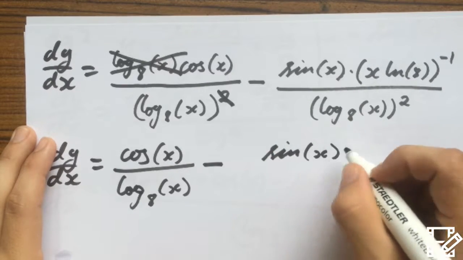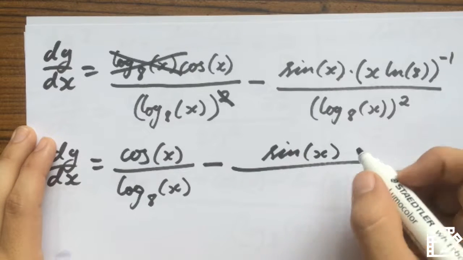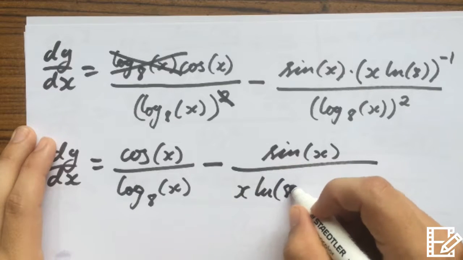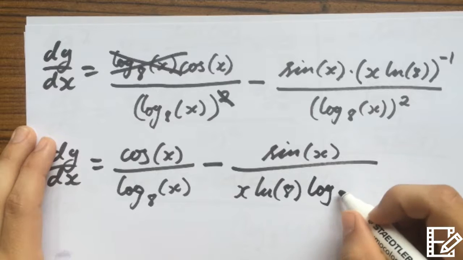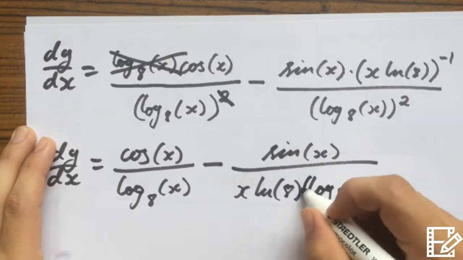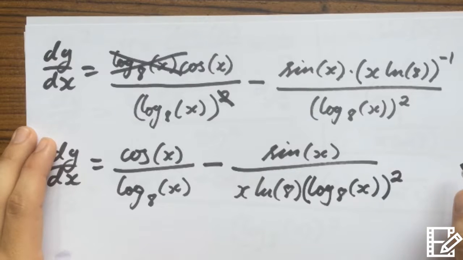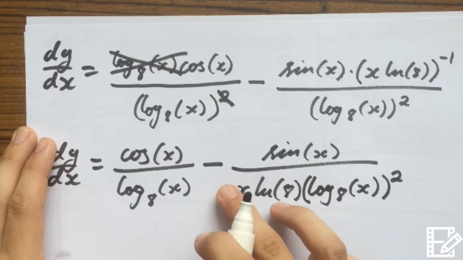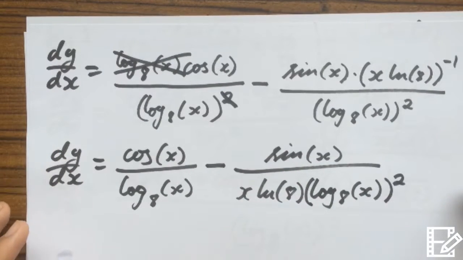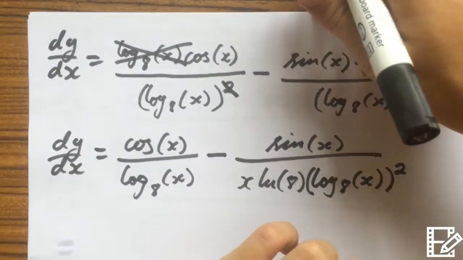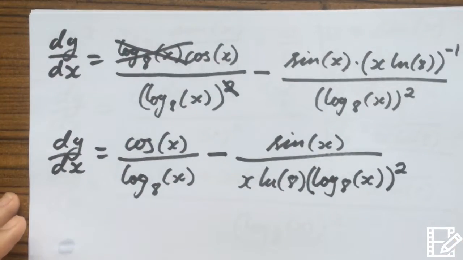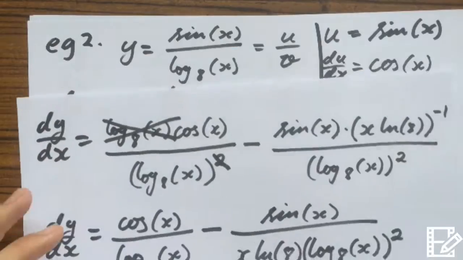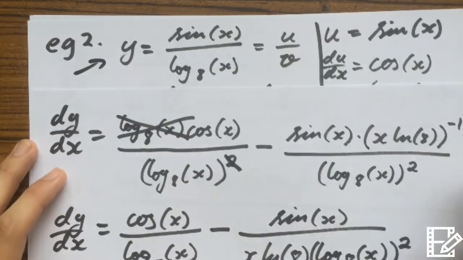Nothing to simplify except bringing that to the bottom. We'll finish with x ln 8 log 8x squared. See, all I did was just bring it to the bottom. The same as it is, I just made it to the power of a positive 1, which I just got rid of because you don't need to write it. Most things are obviously to the power of 1. Anyway, that there is the first derivative of this function up here.